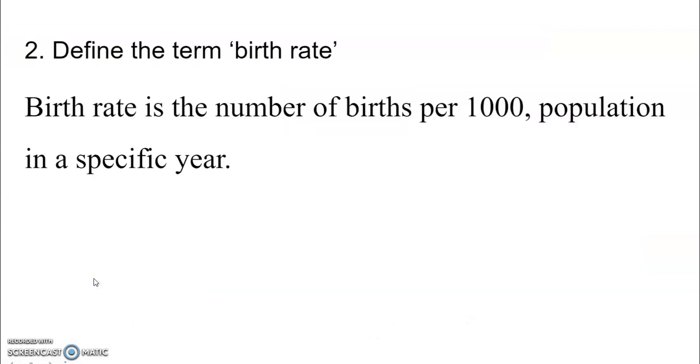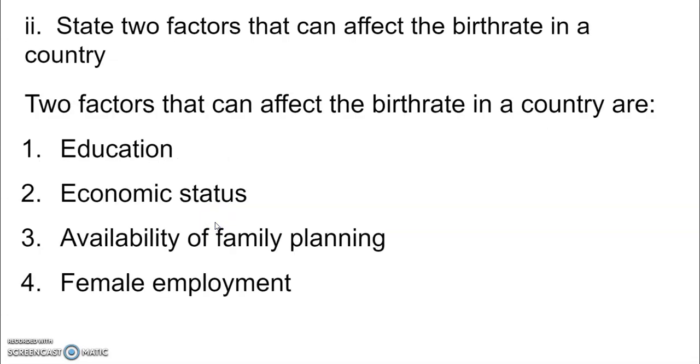Question 2.1 says, define the term birth rate. Birth rate is the number of births per thousand population in a specific year. So, the number of births per thousand in a population in a specific year. And that was just 2 marks.